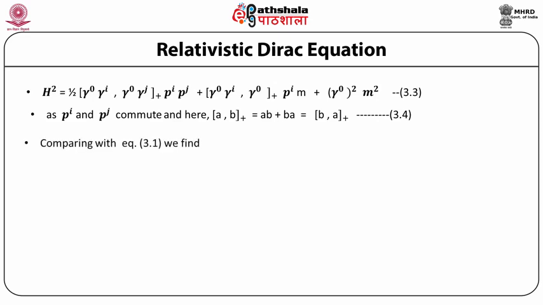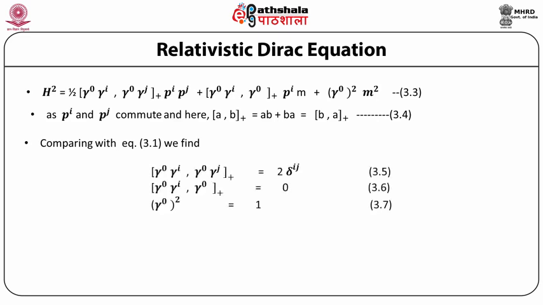Comparing with equation 3.1, we find three equalities, namely the anticommutator of gamma naught gamma i with gamma naught gamma j is equal to twice delta ij, the anticommutator of gamma naught gamma i with gamma naught is 0, and gamma naught squared is equal to 1.